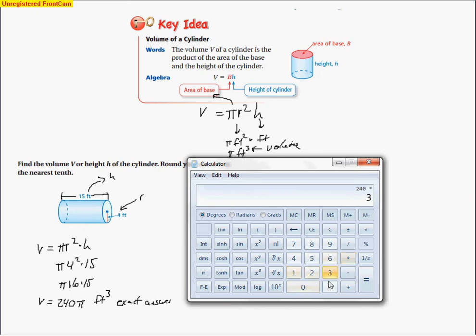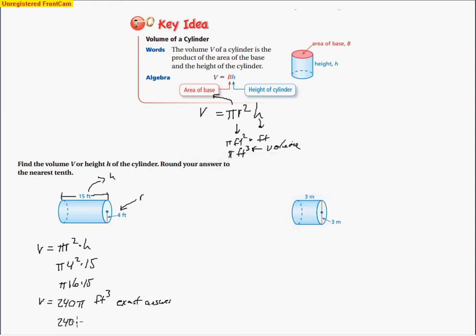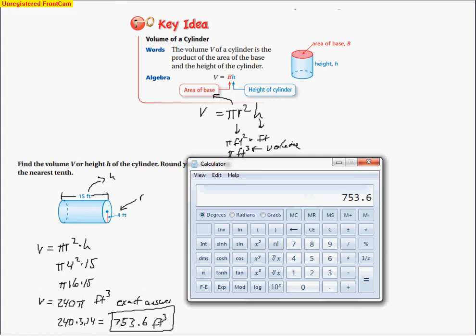A good approximation is 3.14. And so let's see what happens when we do that. So we get 753.6. So 240 times 3.14 gave us 753 and 6/10 feet cubed. That's a good approximation. That's really good for any type of work that you're trying to do.